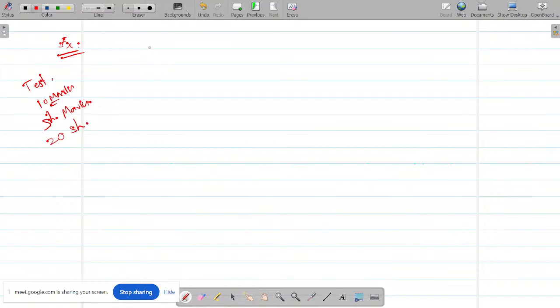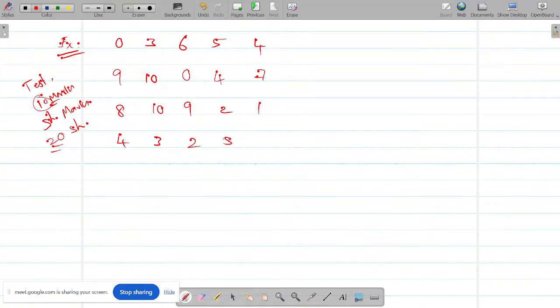20 students. So how would the marks be listed? 3, for example, 3, 6, the second student's mark. I'm asking the first student's mark. She will say 0 only, so let me have 0 itself. She says 3, she says 6, he says 5, 4, another one says 9, 10. It's for 10 marks, right? Another one says again 0, 4, 7, 8, again 10, 9, 2, 1. So how many students? 15 students gone. I need to have 20 students' marks. So like 4, 3, 2, 5, 6.